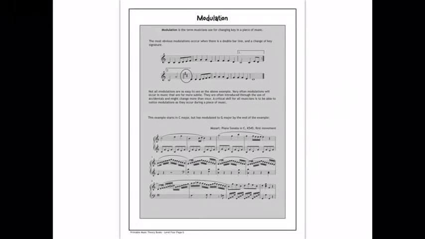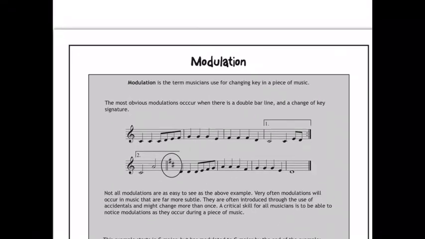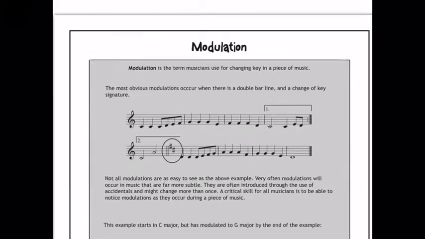Hello, ladies and gentlemen. We're going to talk about modulation in our second lesson for this unit. Modulation, as you probably already know, is moving from one key to another. The specific definition here is the movement. It is the term musicians use for changing key in a piece of music. The most obvious modulations occur when there is a double bar line and an actual printed change of key.